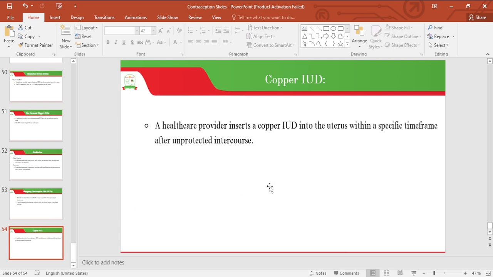Then the copper intrauterine device. A healthcare provider inserts a copper intrauterine device into the uterus within a specific time frame after unprotected sexual intercourse.